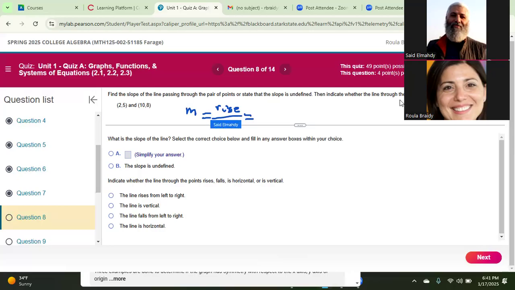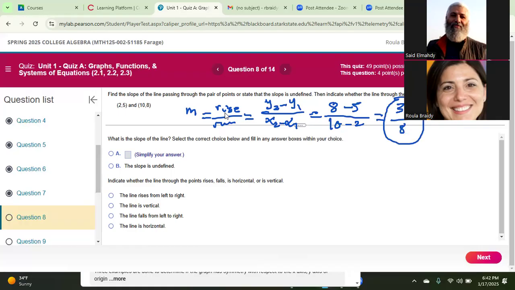So should I use y2 minus y1 over x2 minus x1, which is what? All right, so 8 minus 5 over 10 minus 2. Yes. 8 minus 5 is 3, so it is 3 over 8. What is the slope? The slope is 3 over 8. Simplify your answer.